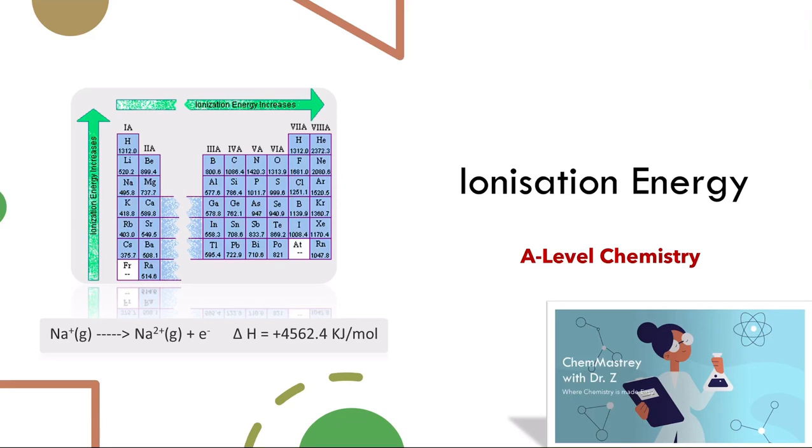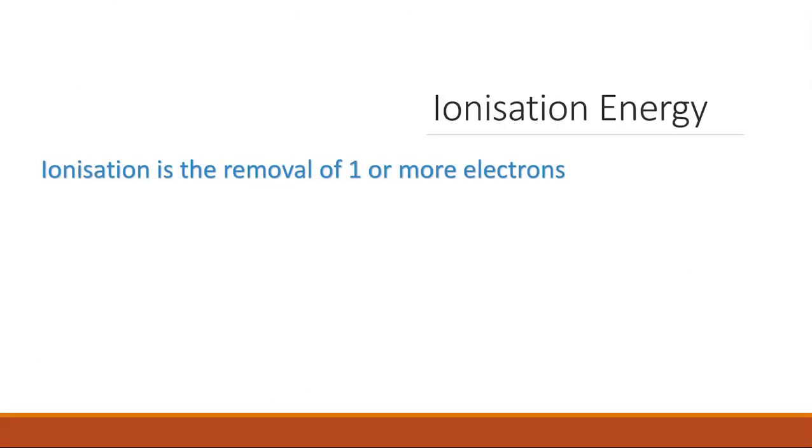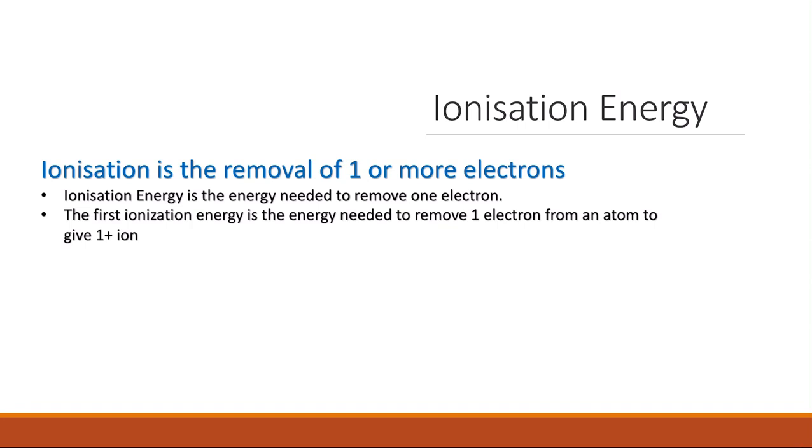Ionization energy, A-level chemistry. Ionization is the removal of one or more electrons, and ionization energy is the energy that is needed to remove one electron. So the first ionization energy is the energy needed to remove one electron from an atom to give a 1+ ion.